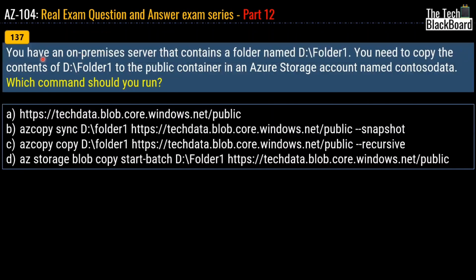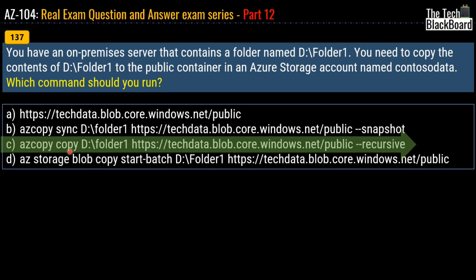Our question number 137 says that you have an on-premises server that contains a folder named d/folder1. You need to copy the contents of d/folder1 to the public container in the Azure storage account named Contoso Data. Which command should you run? And your options are given here. And the correct answer for this question is option C, where we have the AzCopy command with the recursive keyword.